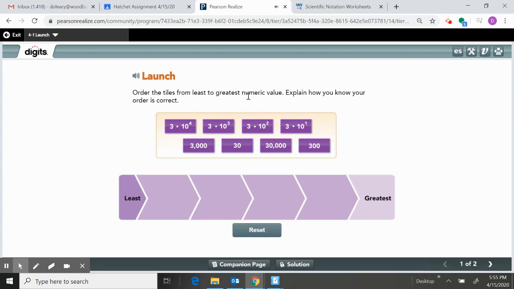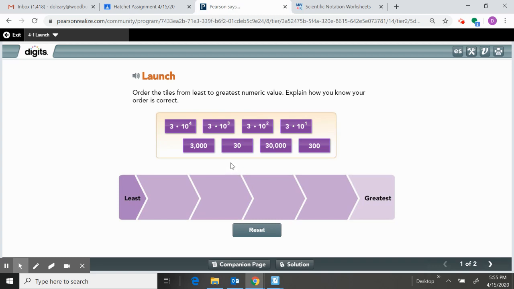Okay, so least to greatest. You guys are smart. You know that means start with the smallest and go to the largest. And you notice they show you two different things. They show you numbers times 10 to different exponent powers, and then regular numbers like we're used to. So try to think of those separately. So I'm going to start you off this way.